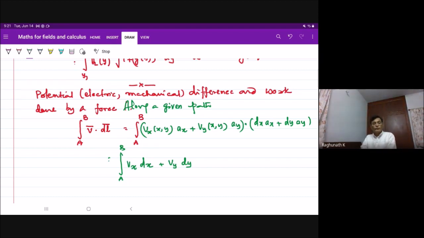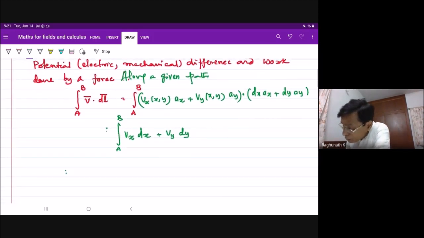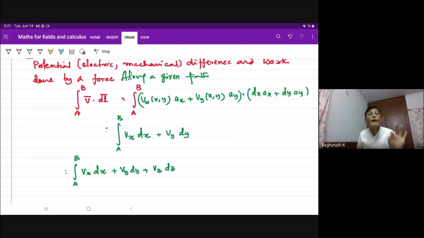Check it once. Along a given path, wherever it is, at any point, it can be otherwise what? Initial point A to B, Vx dx, I think you understood this, plus Vy dy plus Vz dz along a given path. That is critical actually for us.